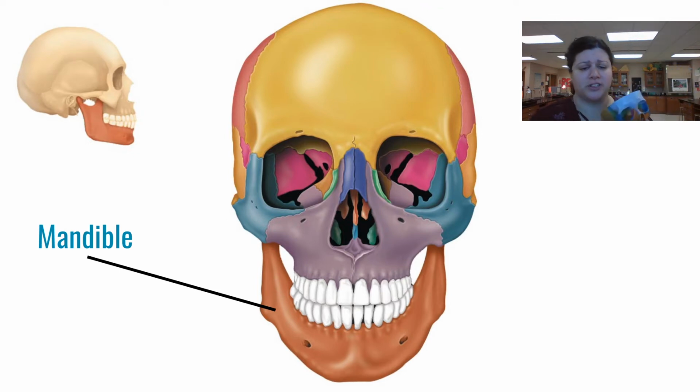The mandible is your lower jawbone. The mandible is famous because it's the only bone of the skull that's actually freely movable. So all of these are tight joints, like you don't want your skull joints to move at all, except the mandible has to be able to move so that we can talk and eat. Because it moves, it's also the strongest bone in the face.